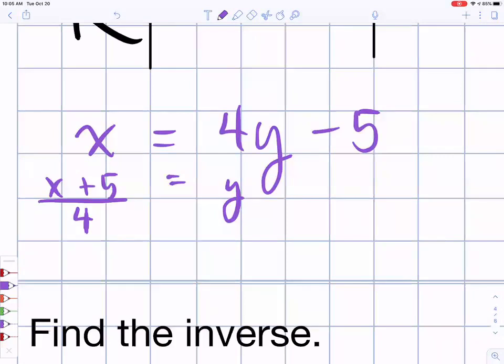What does tip number 4 say? By the way, this is the tip that people usually forget to do and it costs them. So what does it say? Change y to f inverse of x. Yeah, f inverse of x.